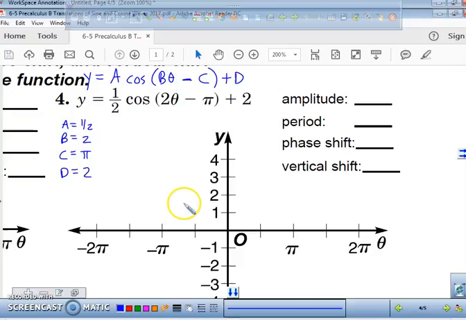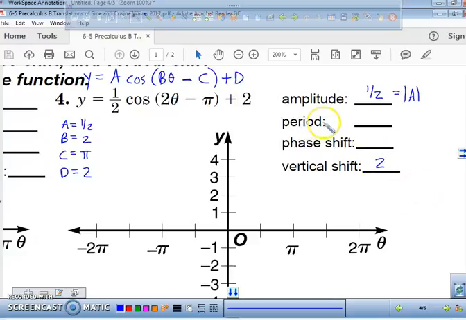Now, what are the easiest ones to find over here? Amplitude. What is our amplitude? Amplitude is simply a half. Because remember, the amplitude is equal to the absolute value of our a value, and the absolute value of a half is still just a half. What's the other easy one? The vertical shift. The vertical shift is just whatever the d value is. So that vertical shift is just a 2.